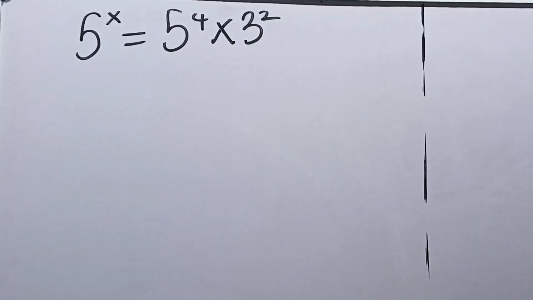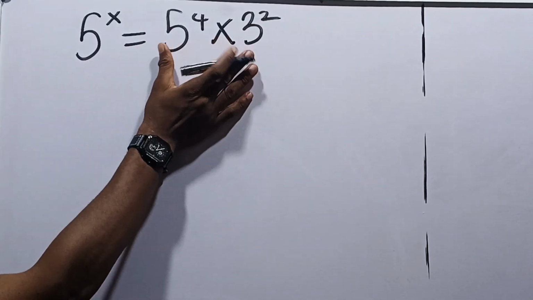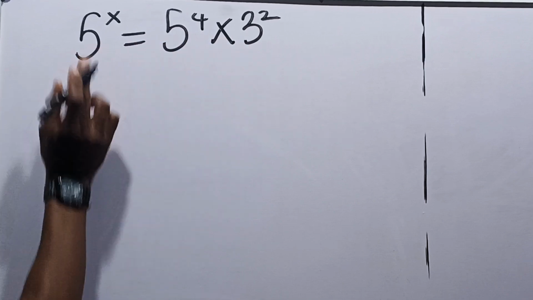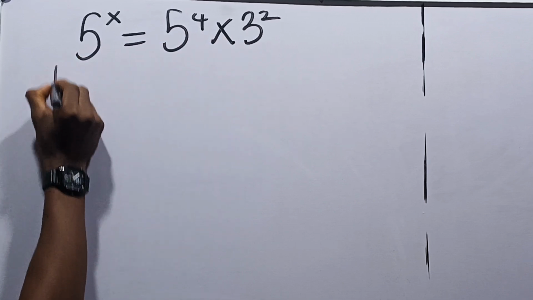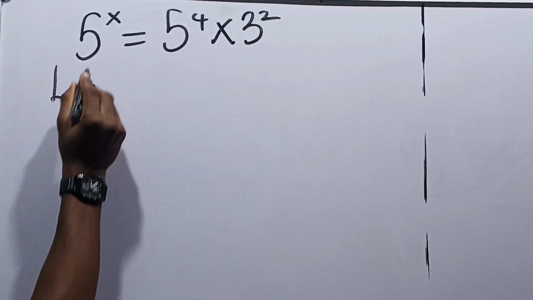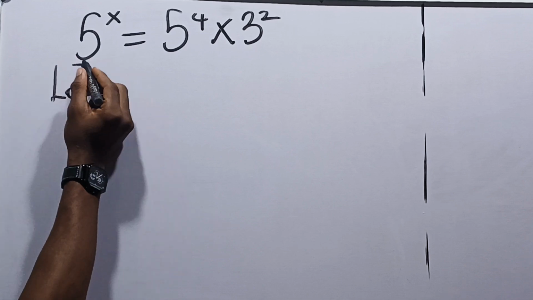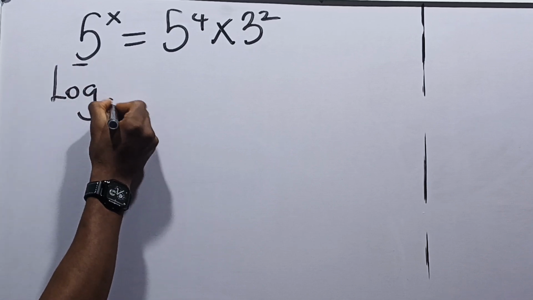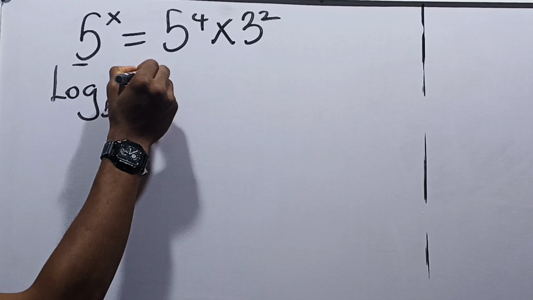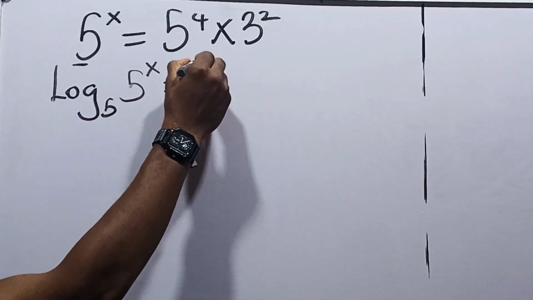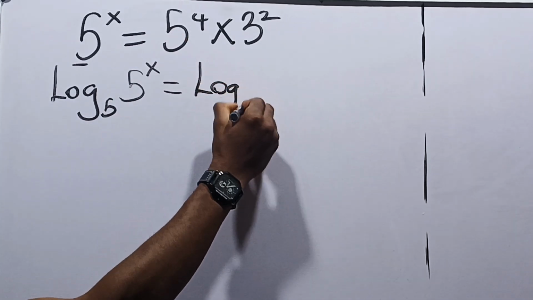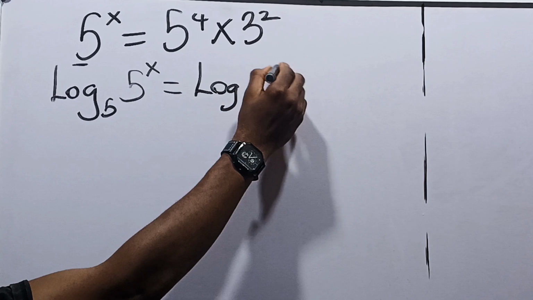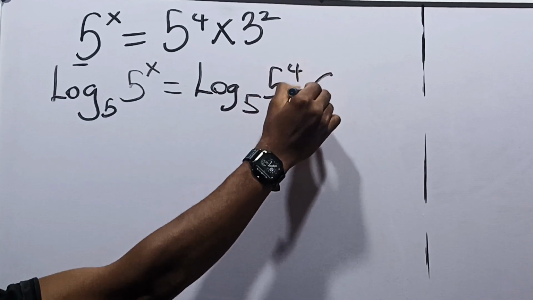Now, moving on from here, we have 5 raised to the power x on this side and 5 raised to the power 4 times 3 squared on the other side. Let's take the logarithm in the base of the number carrying x. 5 is carrying x here, so we take the logarithm in base 5 of both sides: logarithm in base 5 of 5 to the power of x is equal to logarithm in base 5 of 5 raised to the power 4 multiplied by 3 squared.